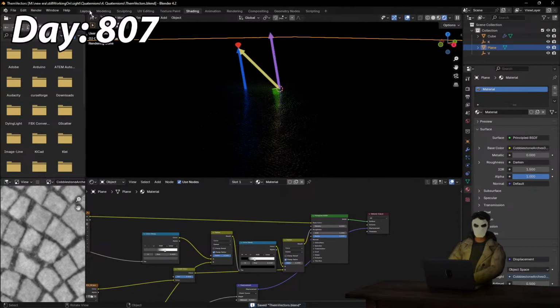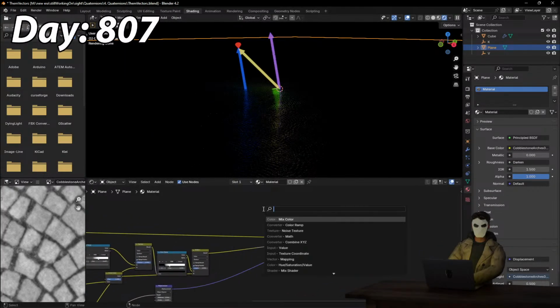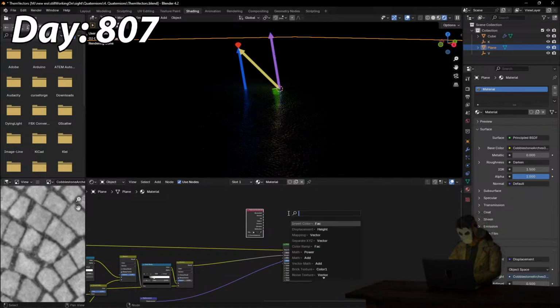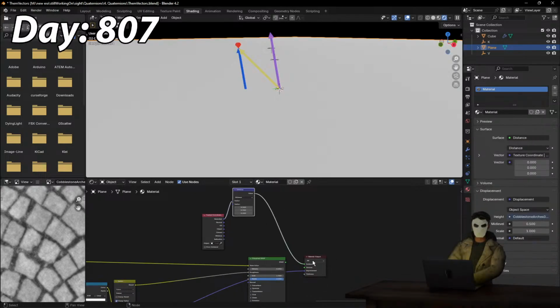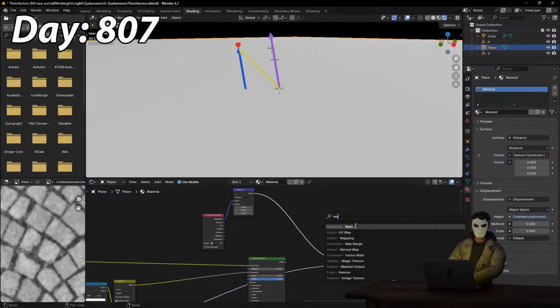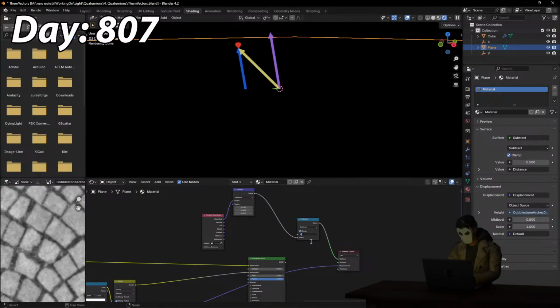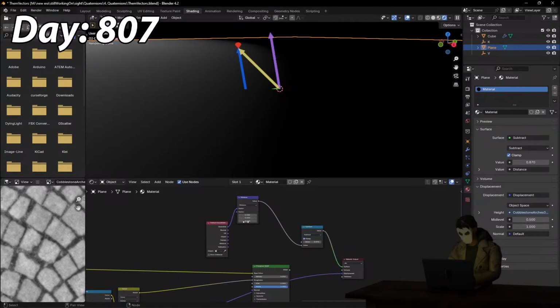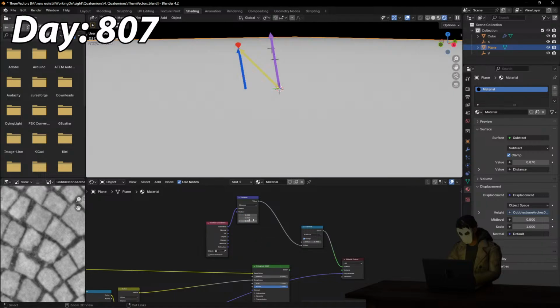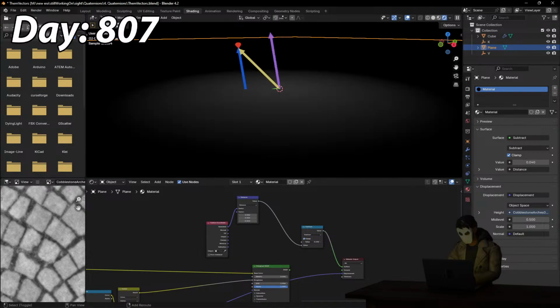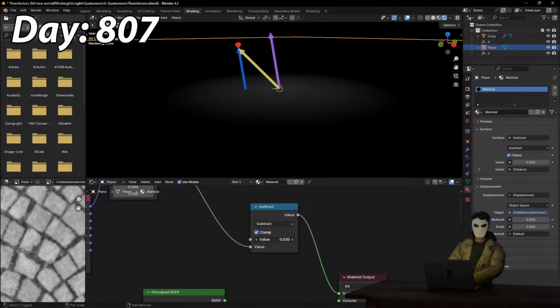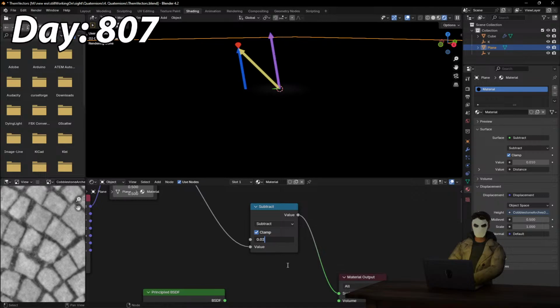Yeah, looks fine. Whatever. Oh yeah, and then the main thing I wanted to do, I just remembered, is that I want texture coordinate to vector math, and then distance. And the reason why I wanted that is because math, like a tiny island, a bit bigger maybe.